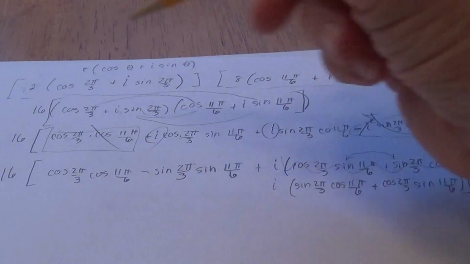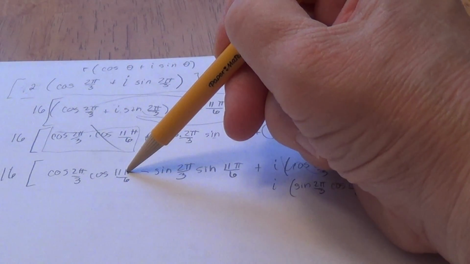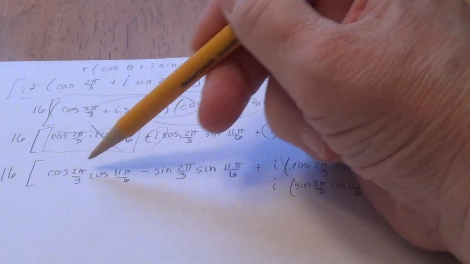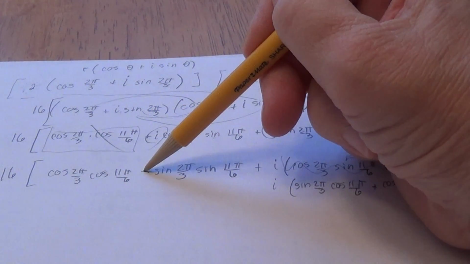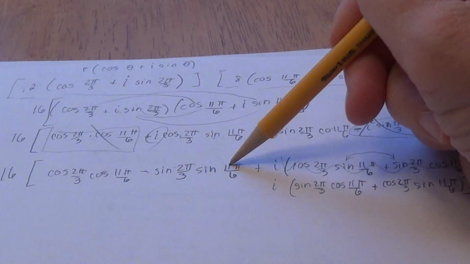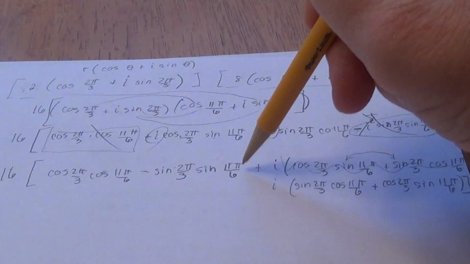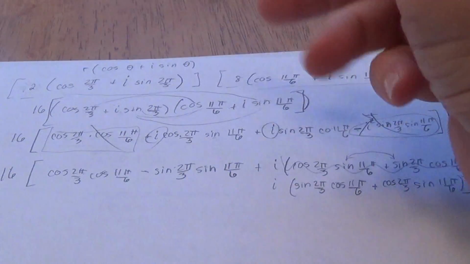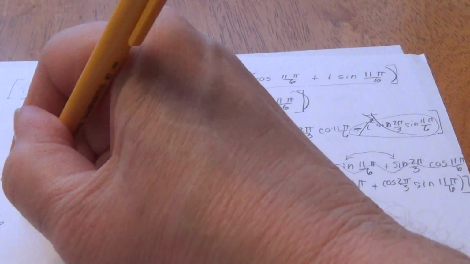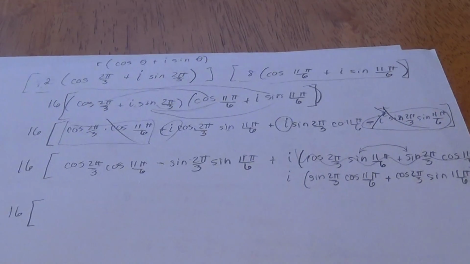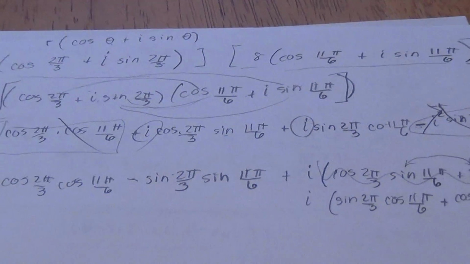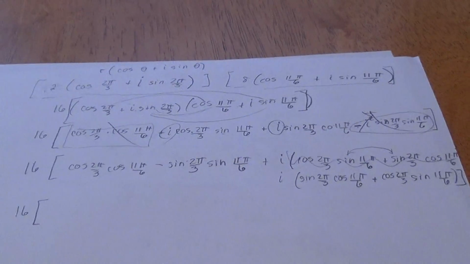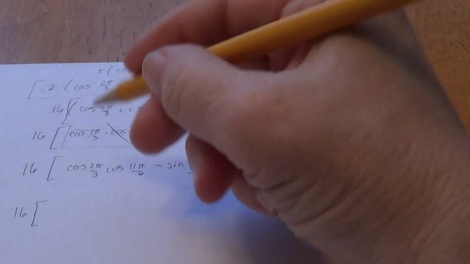Do you see anything? Imagine this was A and this was B. Do you see cosine A, cosine B minus sine A, sine B? There is a trig identity. Alright, so putting my 16 back here. Let's hope this shows up from this distance.